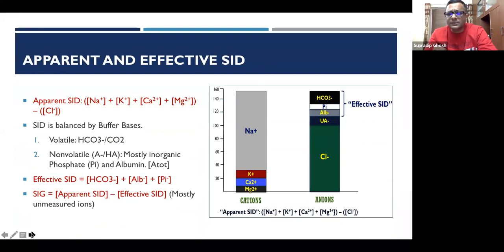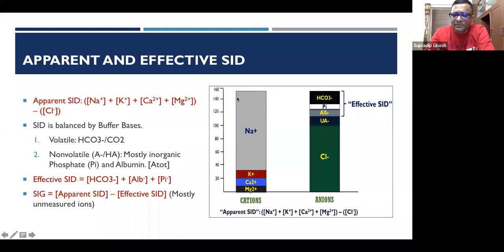Now coming to some other terms, one term called apparent SID, another term called effective SID. Forget about whatever is written in this slide. Just concentrate on the Gamblegram on the right side of the slide. As per the principles of electroneutrality, all the positive cations must be equal to the negative anions. Now look at the Gamblegram.